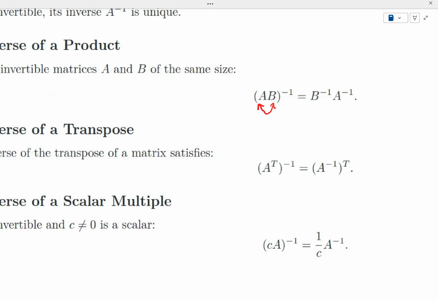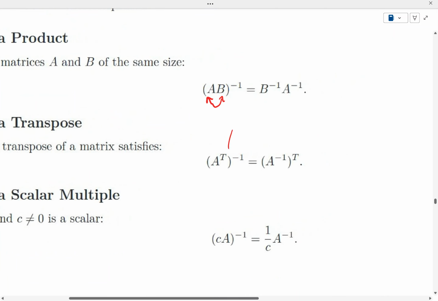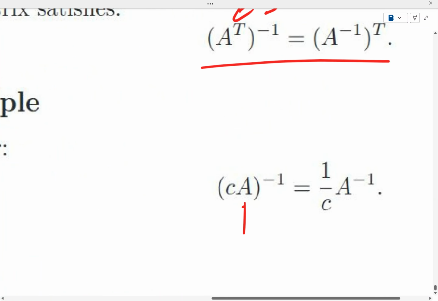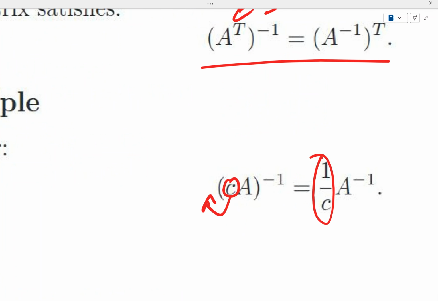Another one is transpose. If you have a transpose with an inverse, guess what? You can just flip them, and they're equivalent. It could be inside, it could be outside, it doesn't matter. Another thing is multiplying by a number. Here's a matrix, here's a number. If you take the inverse of this, you simply move this number outside like this, 1 over c, and then you move the inverse here.